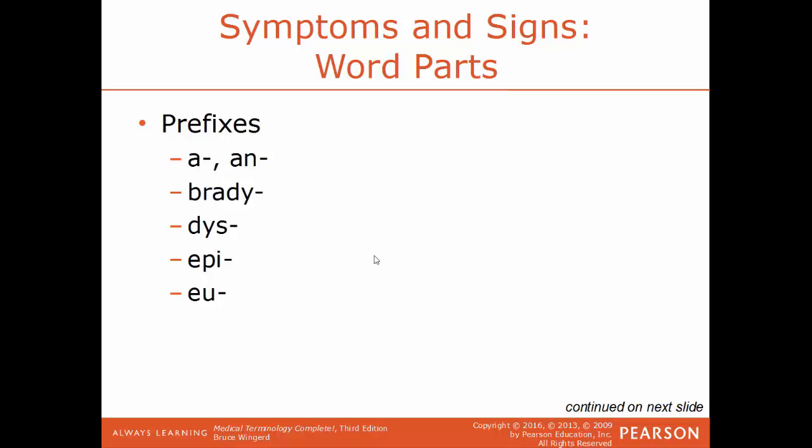First, we'll start off with some common prefixes. A, or an, means without or lacking. Brady means slowly. Dis means abnormal or painful. Epi means above. And our last prefix here, eu, is pronounced "you." That would mean good or normal.